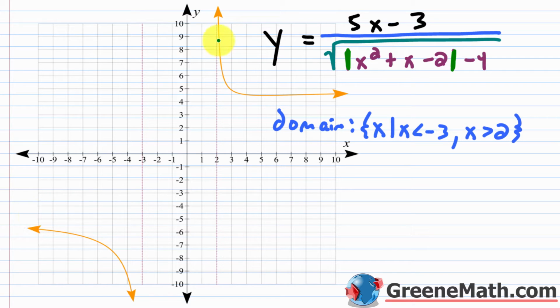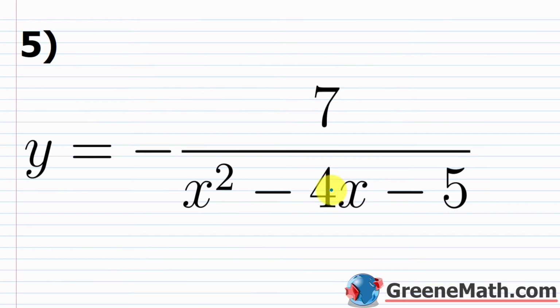And then over here, you have another vertical asymptote at x equals 2. So the graph would approach an x value of 2 but never touch it. And again, going this way, it can be anything, right? So going out to positive infinity. So this confirms our domain. We have the set of all x such that x is less than -3, or x could be any value that's greater than 2. All right, let's take a look at problem 5.